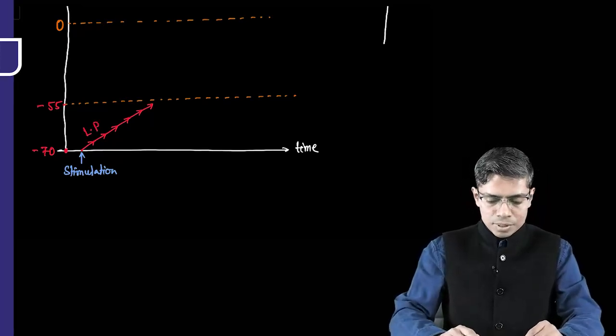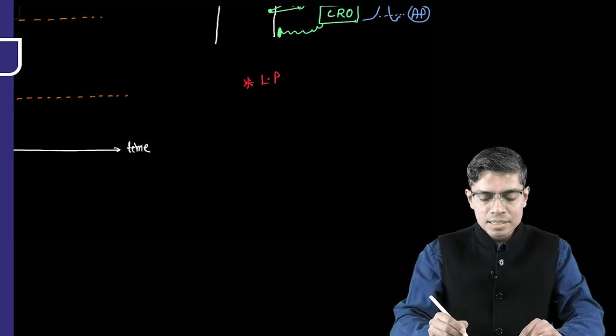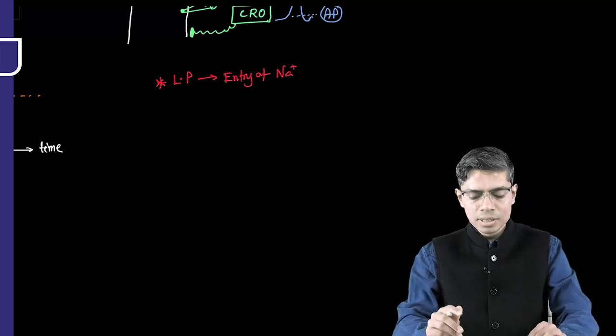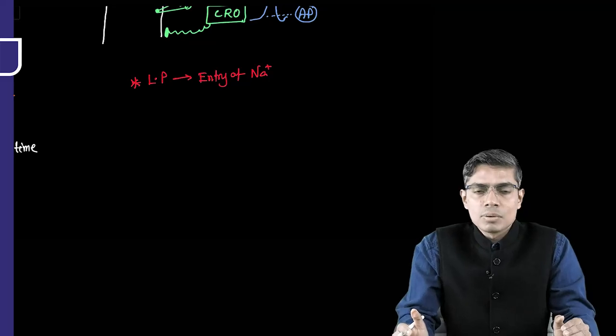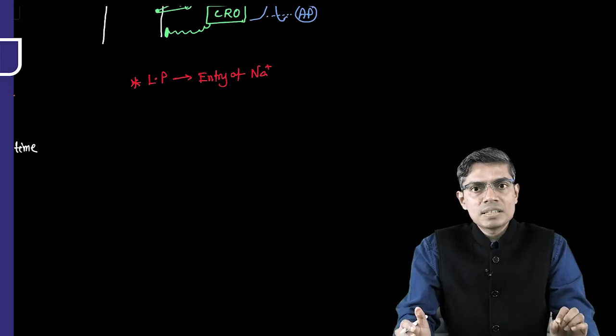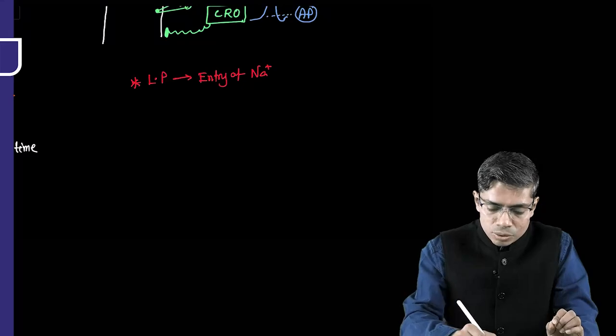Now if I ask you, sir, what is the cause of this local potential? Why is this local potential generated? Why is it moving towards depolarization? It is also due to entry of sodium in most of the cases, mostly in neuron. Other positive ions like calcium can also cause this local potential. But for the time being, remember this is due to entry of sodium. But sodium will enter through which channel?